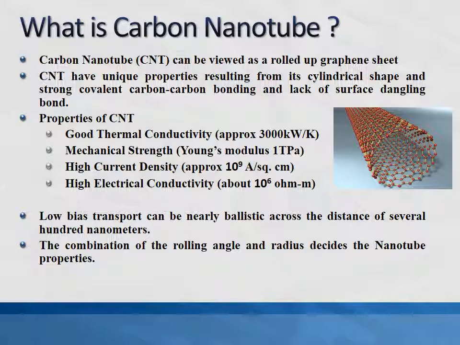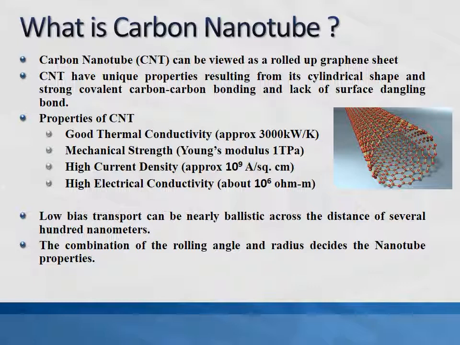Properties of CNT are good thermal conductivity of approximately 3000 kilowatts per Kelvin and good mechanical strength. CNT have a Young's modulus of 1 terapascal, a high current density of approximately 10⁹ amperes per square centimeter, and high electrical conductivity of about 10⁶ ohm meter. Low bias transport can be nearly ballistic across a distance of several hundred nanometers. Ballistic transport is a result of the negligible electrical resistivity of CNT.